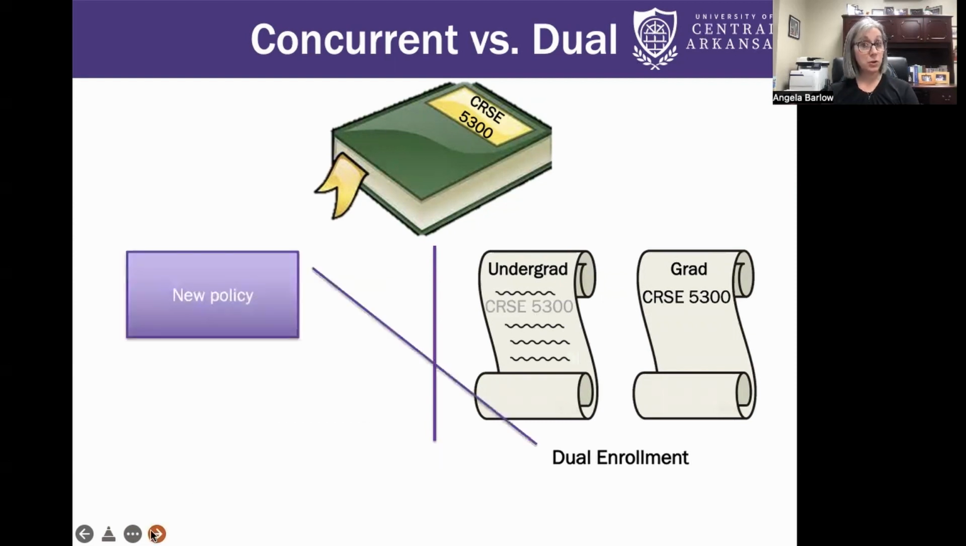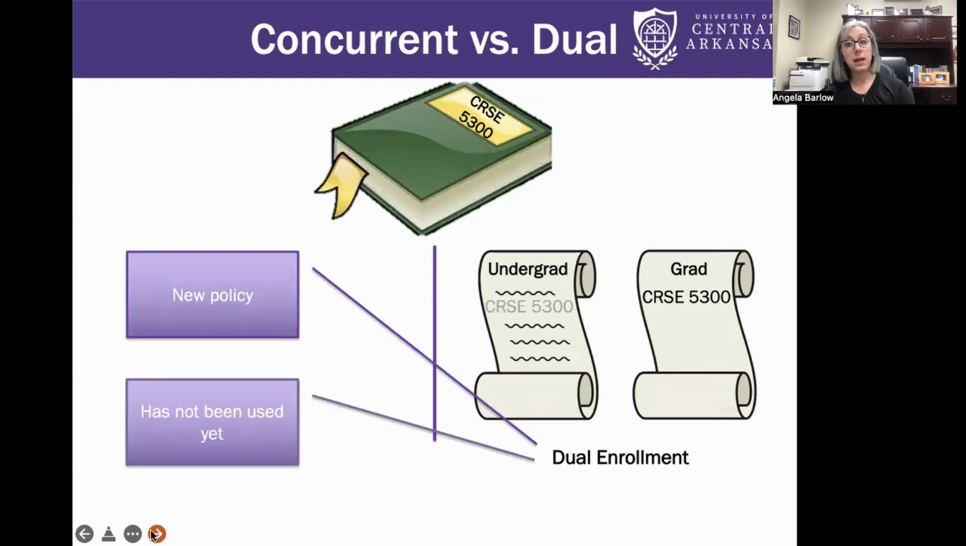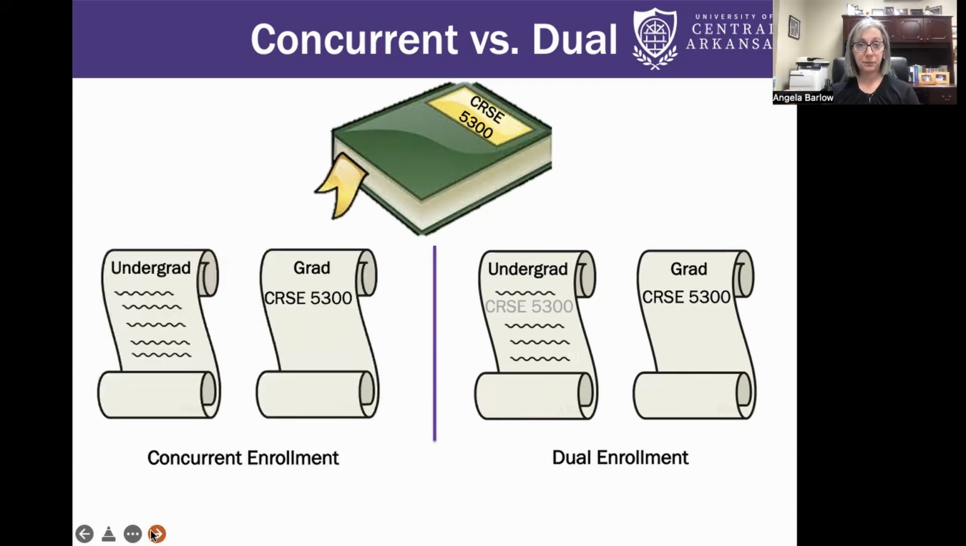And again, this is a new policy. So we went through the process of drafting this and getting approval for it in the previous academic year. So this is the first year that it's been a possibility, and it has not been used yet. And that's because it takes some planning on the front end to make this happen. I'm really anticipating students being able to take advantage of this dual enrollment policy next academic year.